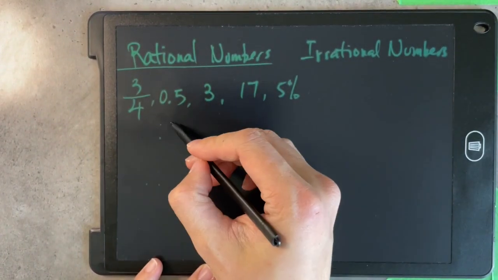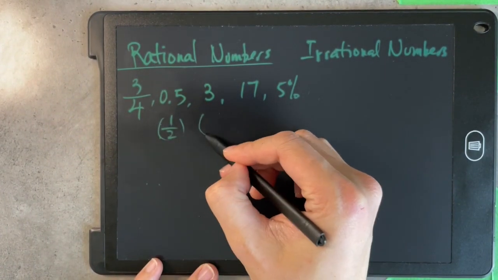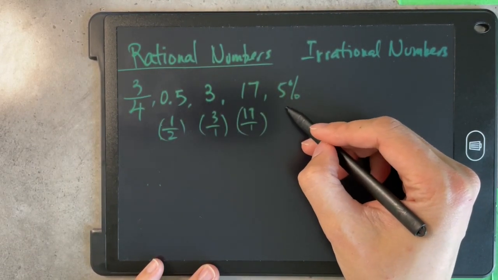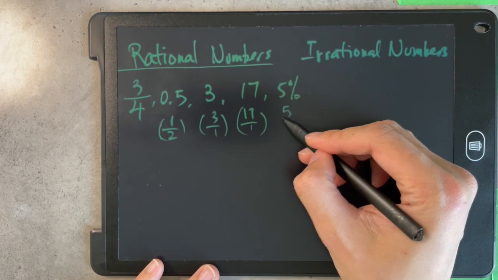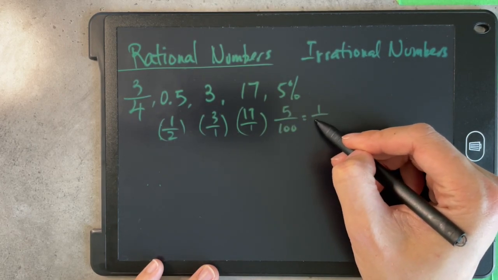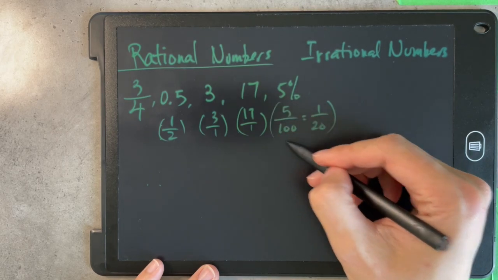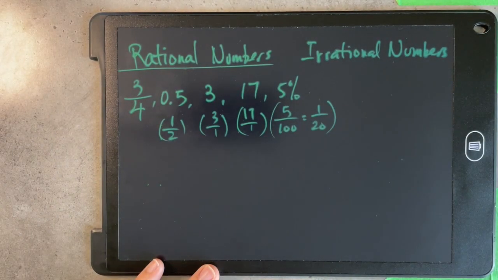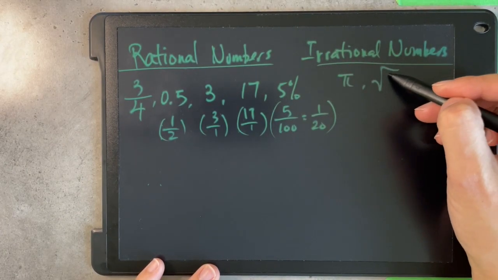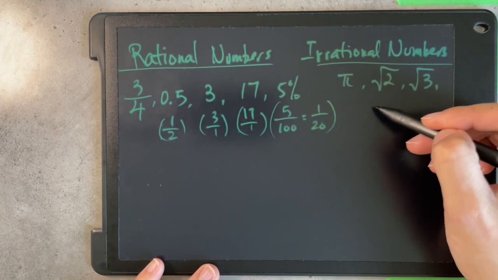So how do you express them as fractions? 1/2, 3/1, 17/1, 5/100, or you could say 1/20. So these you can all express as fractions. Now, irrational numbers are like pi, square root of 2, square root of 3, the number e.